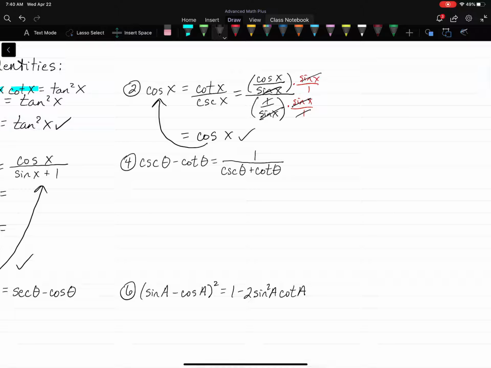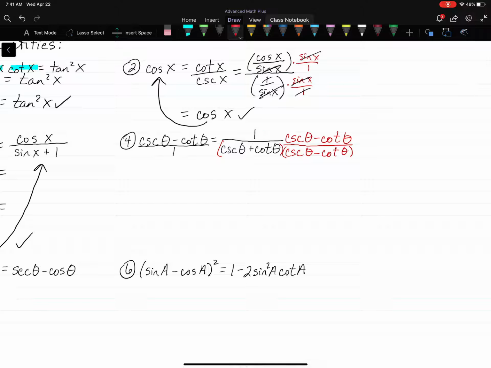Do you see how we have cosecant theta minus cotangent theta on the left? And it's on top, okay? If we put that over a fraction, it's on top. So basically, I know in order to make this problem work, I'm going to need that on top. So what I'm going to do is just put that on top. Cosecant theta minus cotangent theta. Now, I can't just put it on top. I also have to put it on the bottom because I don't want my problem to be messed up.